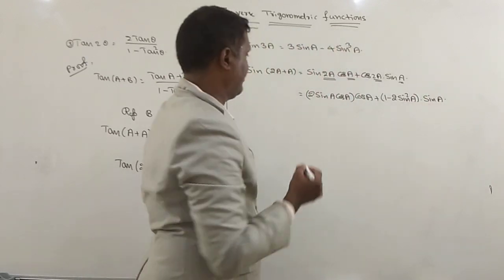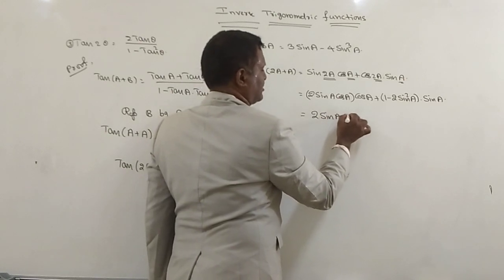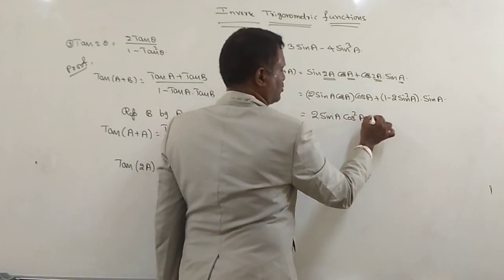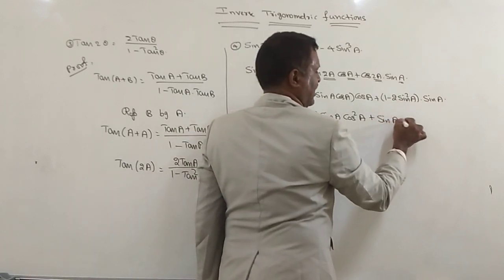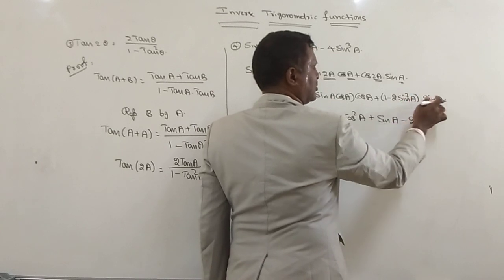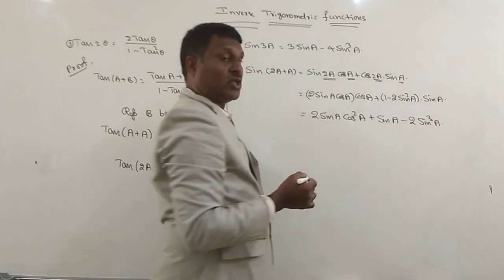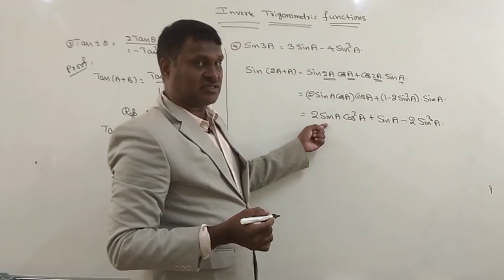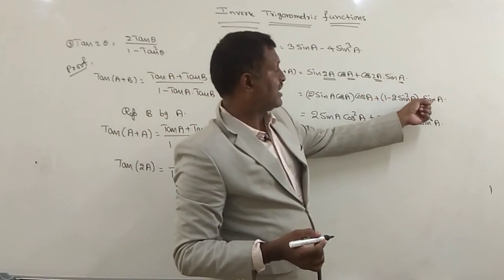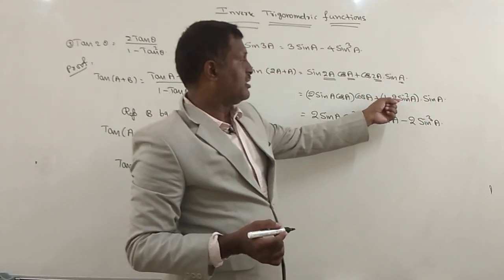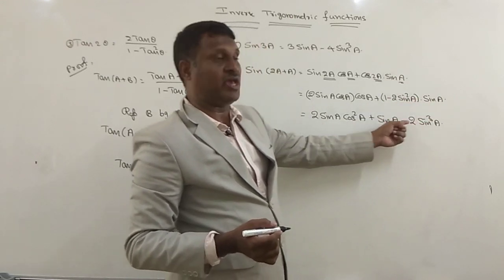Now we have to simplify. This is equal to 2 sin A, cos A into cos A we can write cos square A, plus 1 into sin A we can write sin A, minus 2 into sin square A into sin A we can write sin cube A. Listen, 2 sin A as it is, cos A into cos A I have written cos square A, 1 into sin A I have written sin A, and minus 2 as it is, sin square A into sin A I have written sin cube A.